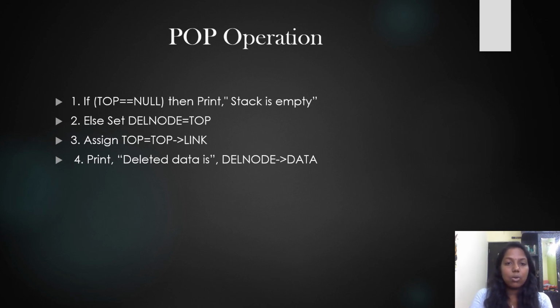Else set del node equal to top. Assign top equal to top link and del data as del node data. Again, going through it, the top, that is the first element, is set to be null, and the stack is set to be empty. Else we set the del node as top. The top is set to be del node, that is the head, and we assign the top link, that is head link, as top. This helps us to traverse to the next one, which helps us to delete the data.